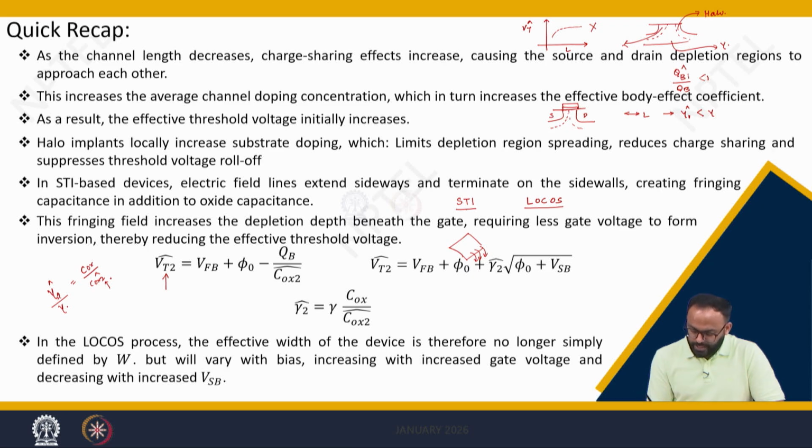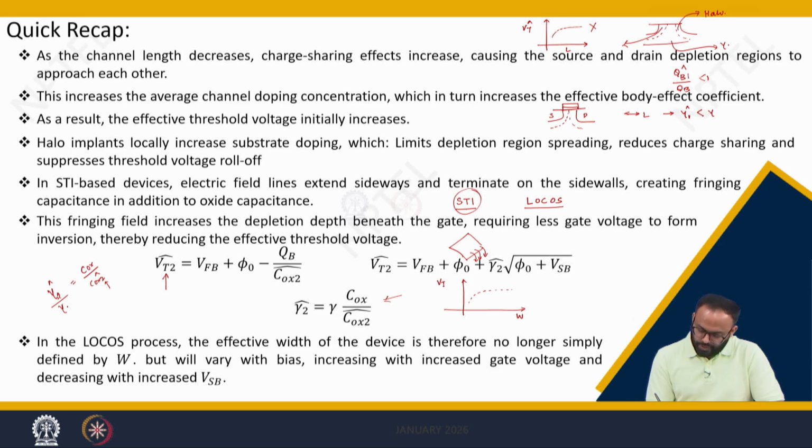Accordingly, we said that the threshold voltage is reduced in the STI process when you plot the threshold voltage graph with respect to width scaling. Then when you reduce the width, ultimately you will get a threshold voltage roll off.